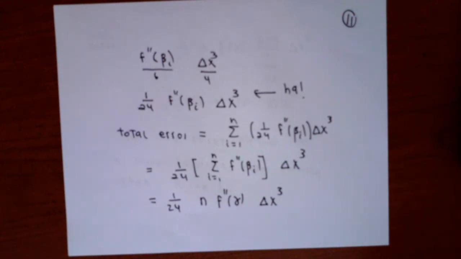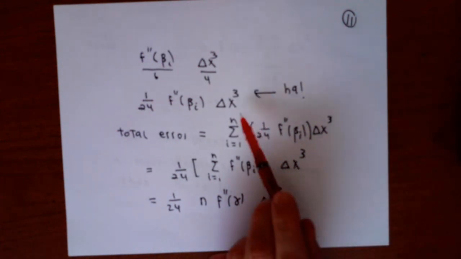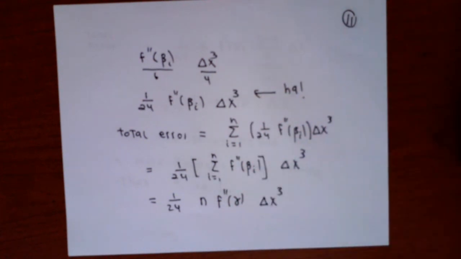Previously, the local error for things like the left end rule and the right end rule was delta x squared, and when we add up all the chunks, we lost a power on the delta x, causing it to become delta x to the first power. Here, the local error is of order delta x cubed. When we add up all the chunks, we lose one power on the delta x, but it's still delta x squared, not delta x.